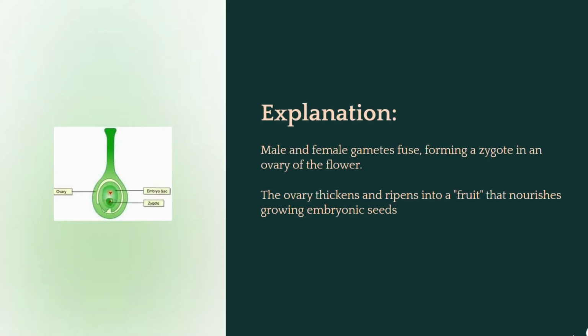Male and female gametes fuse, forming a zygote in the ovary of a flower. The ovary later thickens and ripens into a fruit that nourishes growing embryonic seeds.